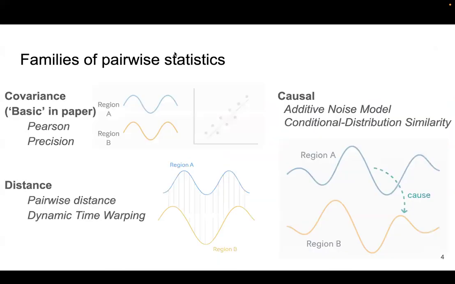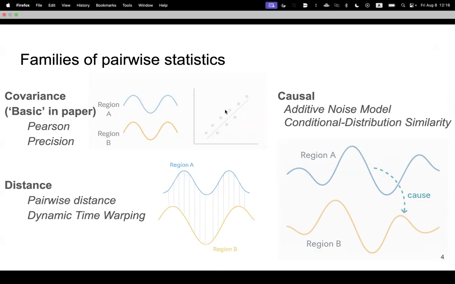So let's start with the families of statistics that they tried to use. There are different ways to estimate the interaction between different time series. The covariance family is one of them. It's based on the estimation of covariance and deriving different metrics from that. Pearson correlation coefficients are one example. There are also precision methods, which, as I understand, are basically the inverse of covariance.